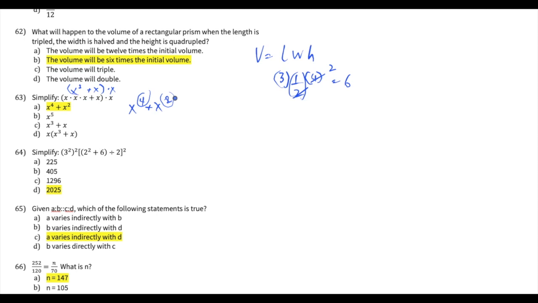They are not like terms. Number 64. Simplify this one. Ito, 3 squared, that's 9. 9 squared, that's equal to 81. 2 squared, that's equal to 4. Plus 6, so meron tayong 10 dito. Divided by 2, that's equal to 5. 5 squared. So, meron tayong 81 times 25, or 2025.